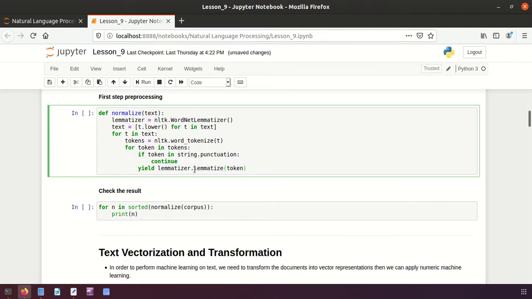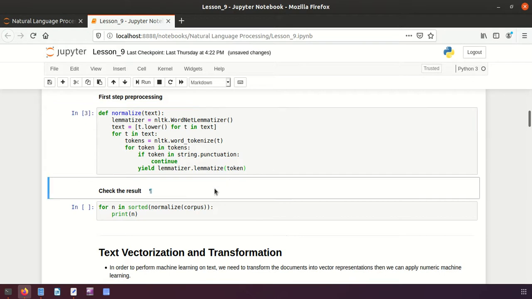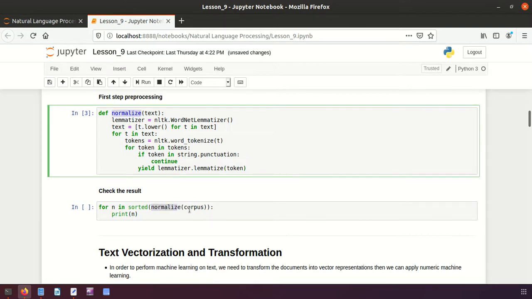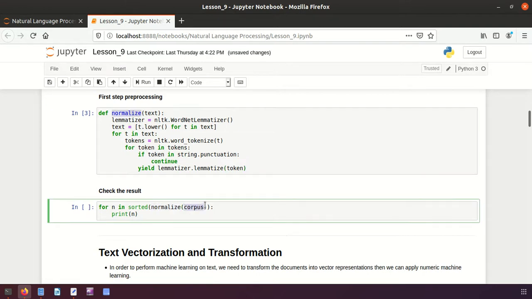This is my lemmatizer object here, and through that I'm calling the lemmatize function, which converts the words into their root. Let me execute this part. Yes, it is executed. Now I am calling the function normalize, this is the function, and passing the corpus with 3 sentences.